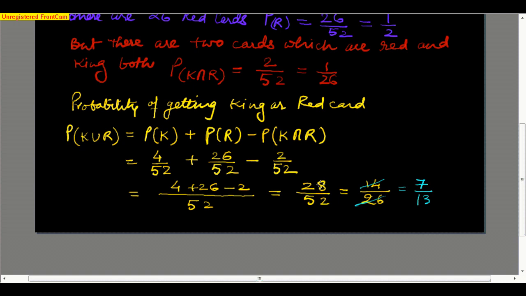The probability of getting a king or red card is 7 by 13. Out of 13 we have 7 chances to get a king or a red card. It would be a king or a red card, or maybe both.